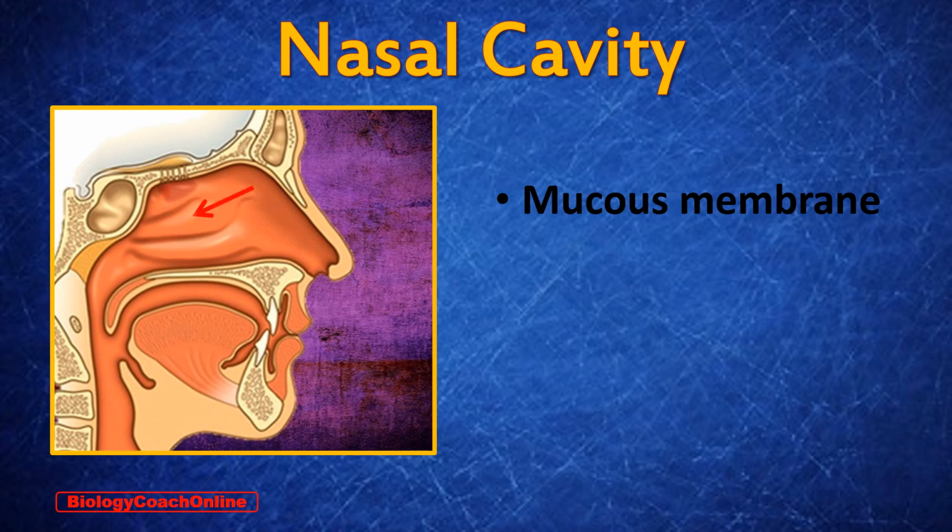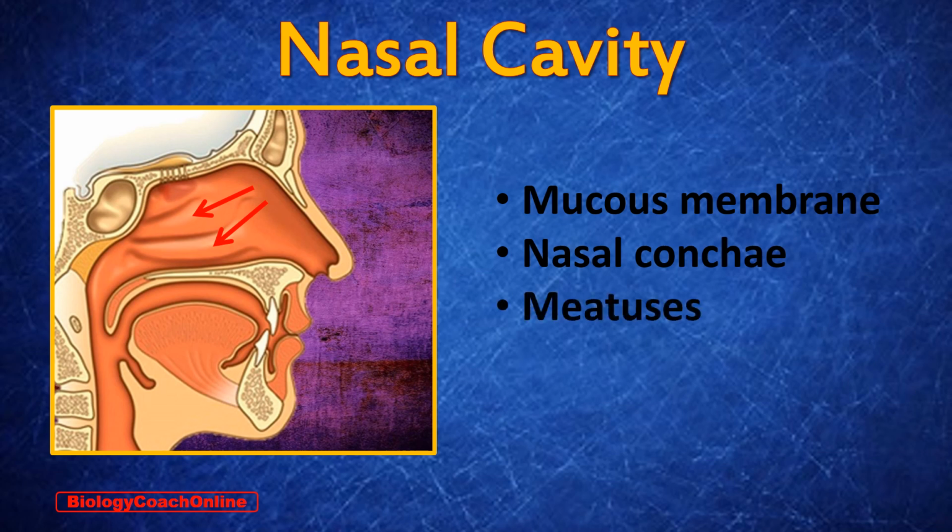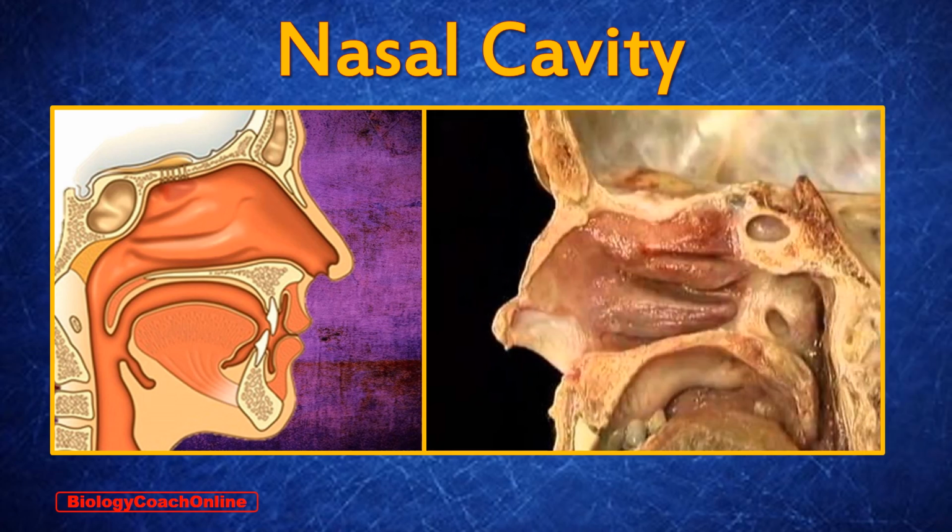Now, these hills and valleys, if you will, act to increase the surface area of the nasal cavity so that the incoming air has a better chance to make contact with the mucous membrane and thus be cleaned. So the hills here are called conchae, and the valleys are called meatuses. The word meatus just translates as a passage or passageway. So we can see these structures in real life on this sagittal view of the human cadaver.